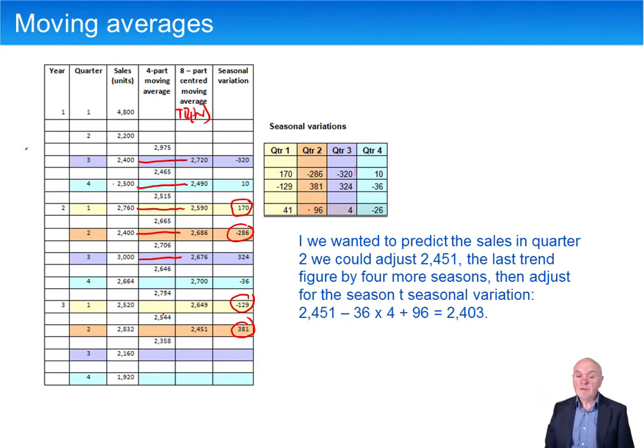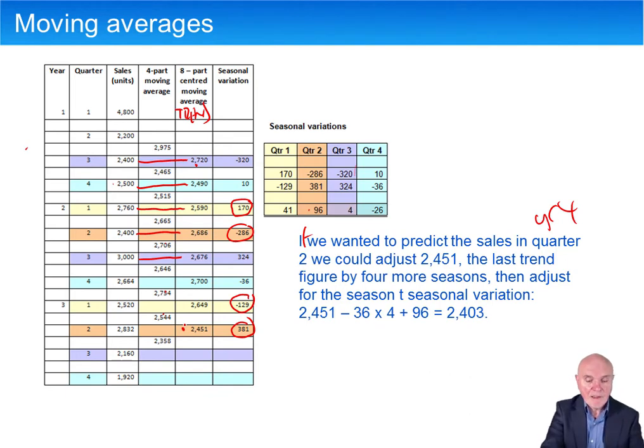Now, how are we going to do our predictions? So it says here, if we wanted to predict the sales in Q2, let's say it's going to be Q2 of year 4. So year 4, Q2. Okay. First thing to do is to find out what is the trend figure. So the trend figure starts here at 2720 and goes up to 2451.